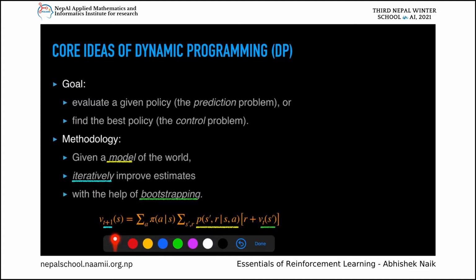Where convergence means doing this doesn't change your values anymore, right? So given a model of the world, we iteratively improve our estimates with the help of bootstrapping.